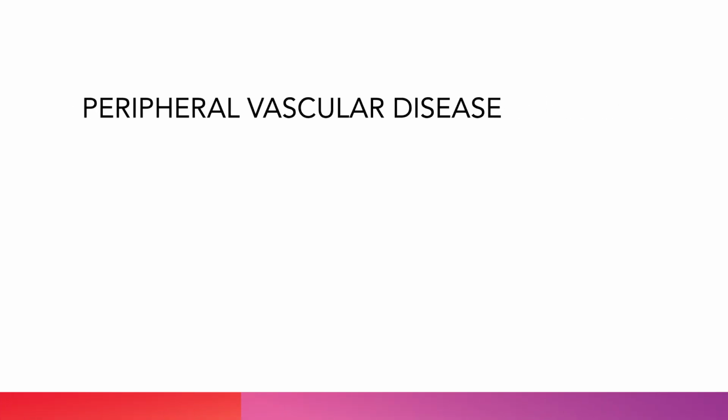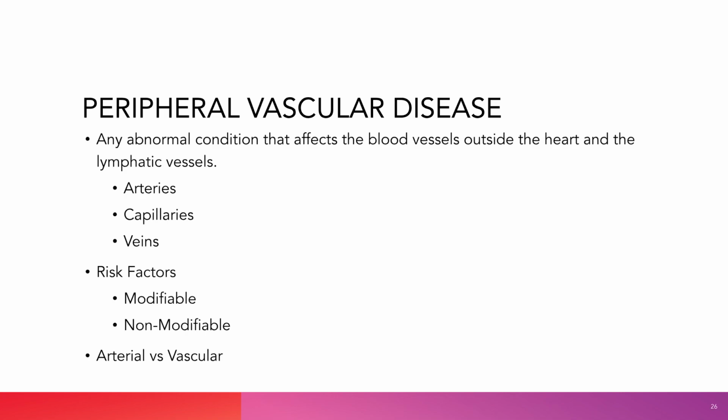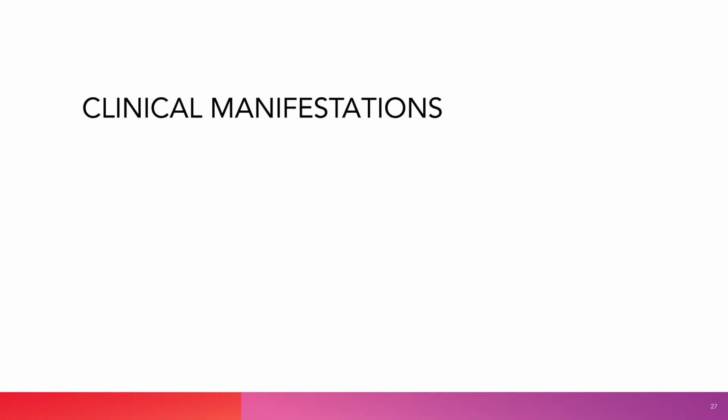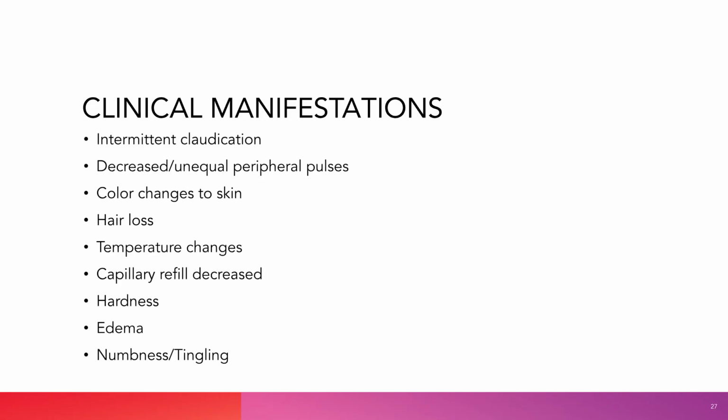Peripheral vascular disease, or PVD, involves abnormal conditions affecting blood and lymphatic vessels outside the heart. This includes arteries, capillaries, and veins. It is categorized by modifiable and non-modifiable risk factors, and whether it is arterial or vascular. Clinical manifestations of PVD include intermittent claudication and decreased peripheral pulses.